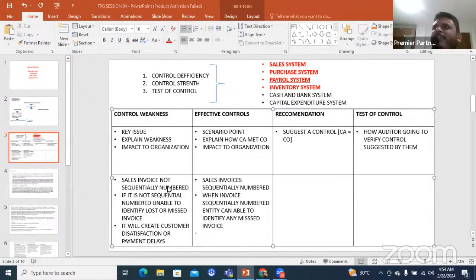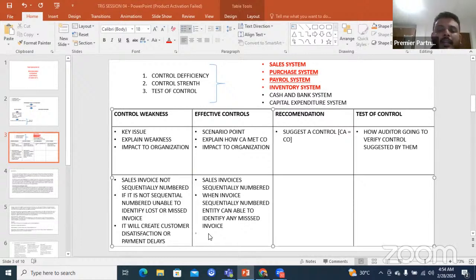Exactly. The key issue can be copied from the scenario, but the problem is, don't copy everything. You should identify the specific issue. If you feel that the key issue is too big, try to summarize as much as possible to save your time. Okay. Is it clear, Marzook?